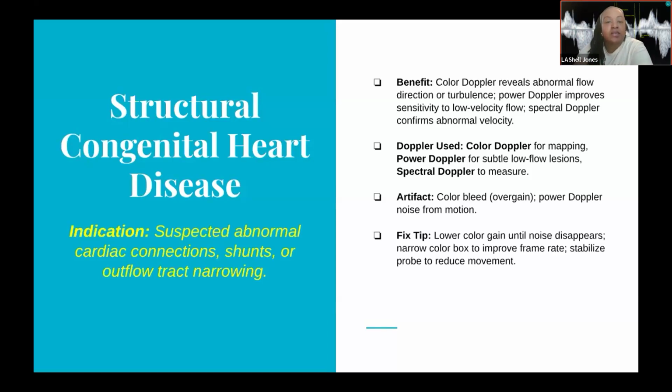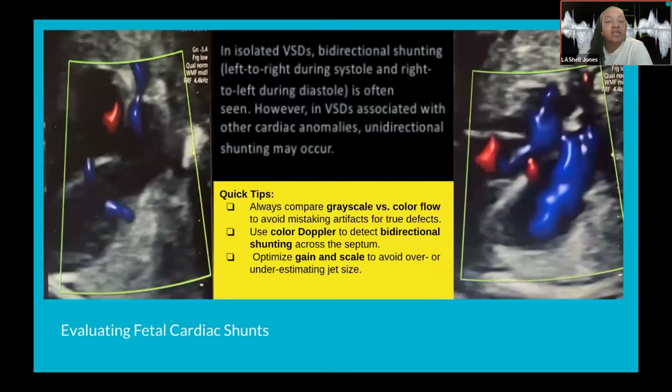So let's take a look. Here's a case of VSD. True VSD will show flow moving in both diastole and systole. So this is the same VSD, but it's showing a different cycle of the blood moving across the septal wall. So you should be able to demonstrate the shunting seen in a VSD if it's truly there, okay?